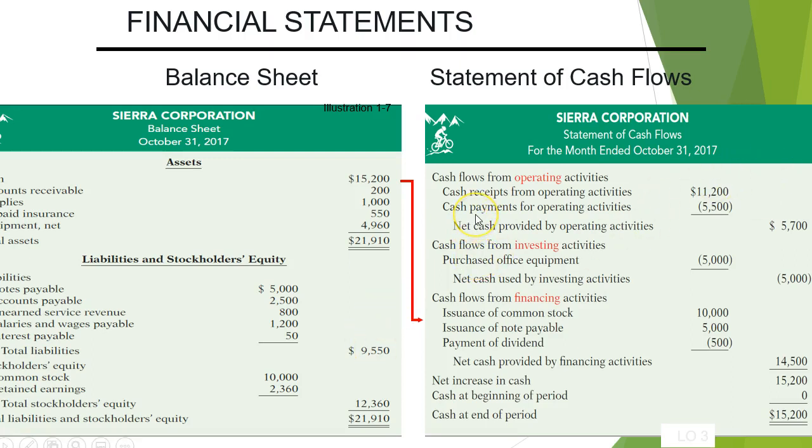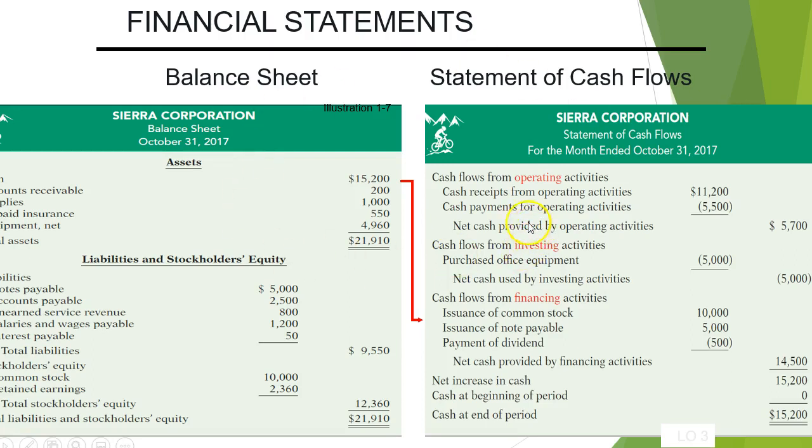This next slide shows cash payments for operating activities. So this could be money we pay for supplies, for salaries to our employees, paying rent, paying insurance, advertising. This is the money that we have to spend in order to operate our business organization.